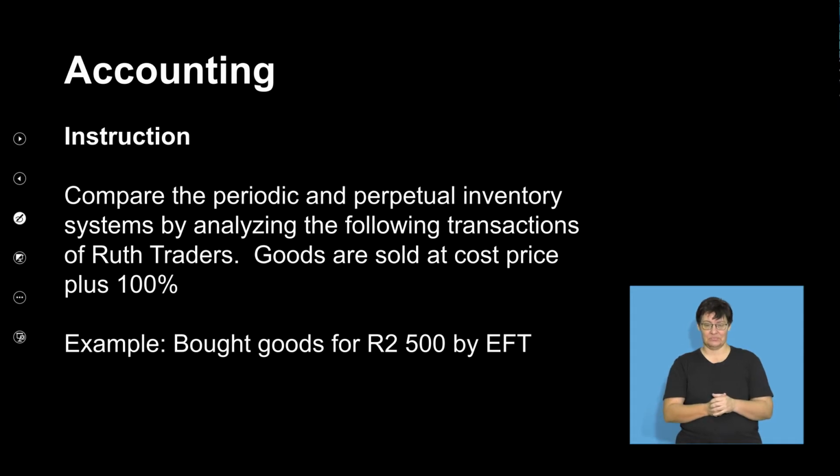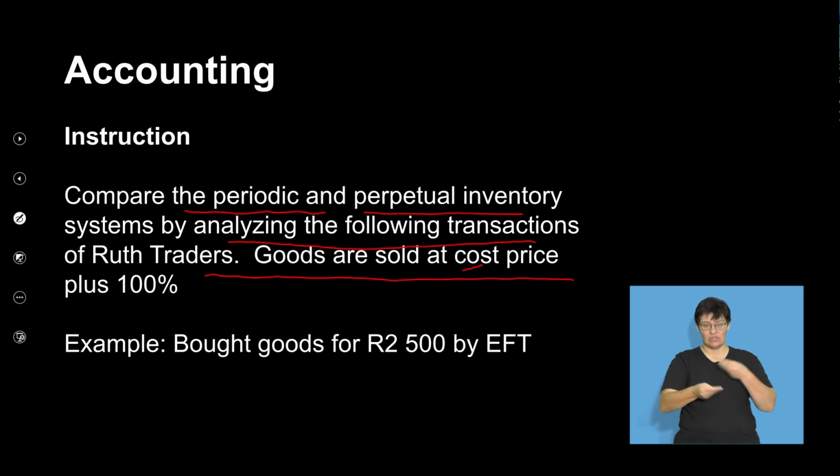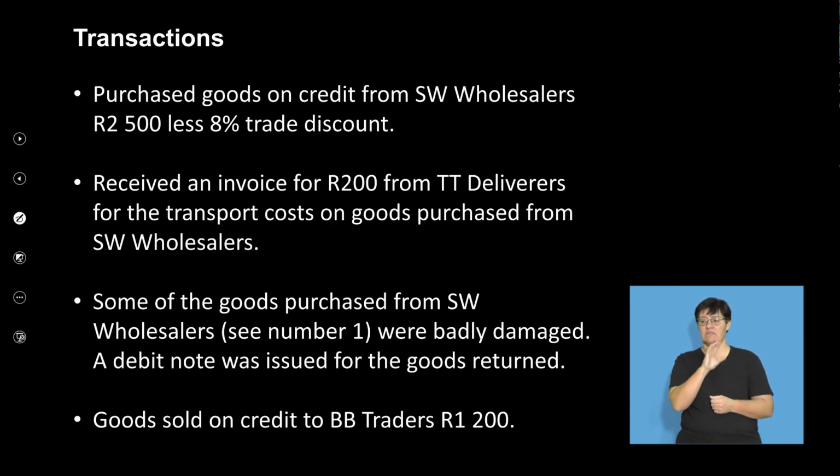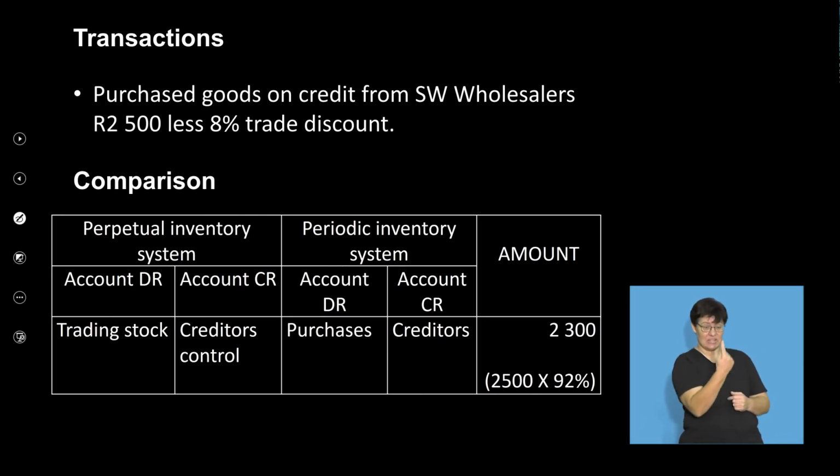The instruction says, compare the periodic and perpetual inventory systems by analyzing the following transactions of Ruth Traders. Goods are sold at a cost price of 100%, for example, bought goods for 2,500 by EFT. Okay, let's take the first one. Here are all my transactions. What we're going to do is take each transaction as a standalone and then do the comparison so we can see what is happening. Right, first transaction.